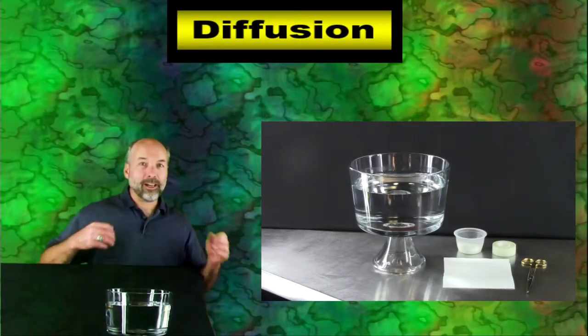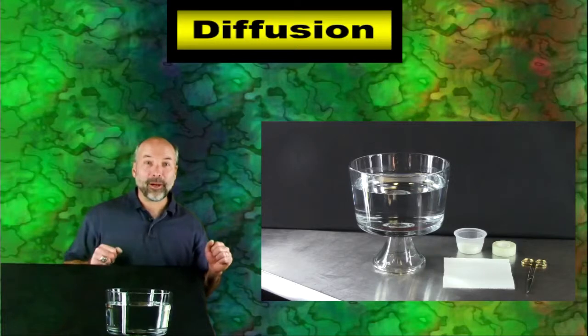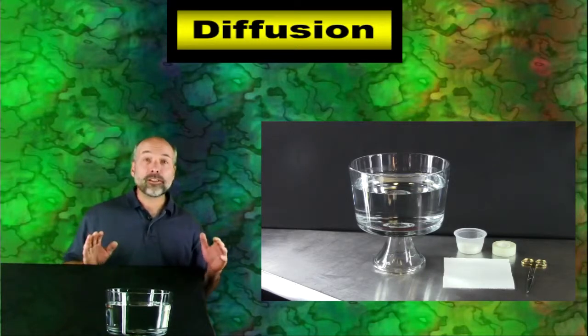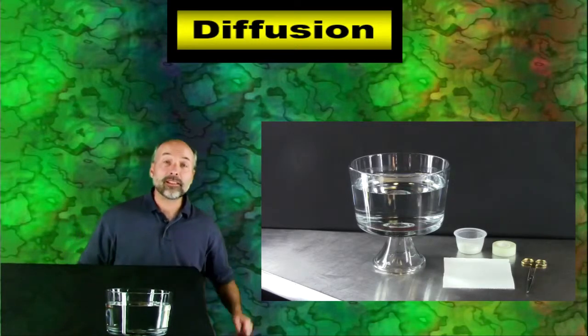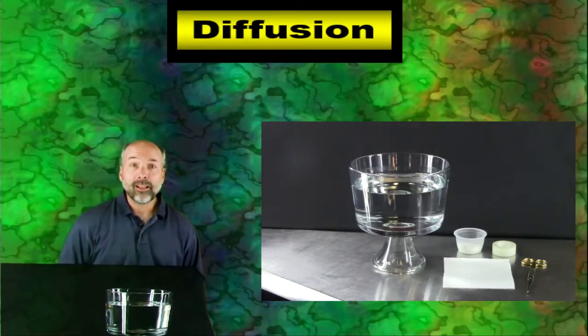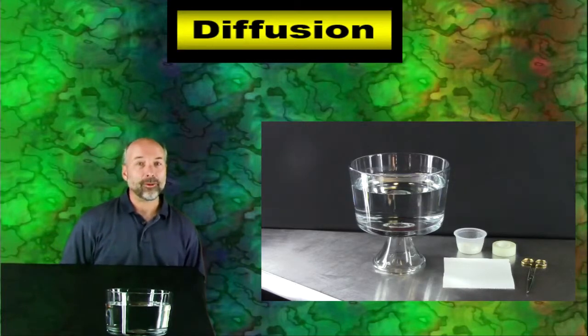Today we're going to have ourselves a diffusing type of experiment. We're going to look at this process known as diffusion that we not only see in physical science, we also see it in biology and chemistry and all kinds of things, and we see it all around.